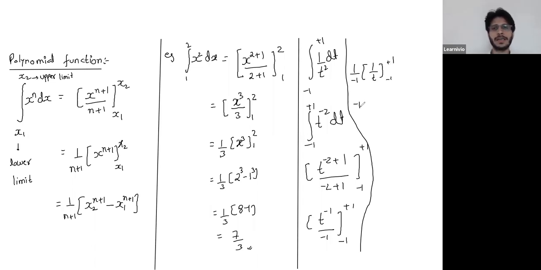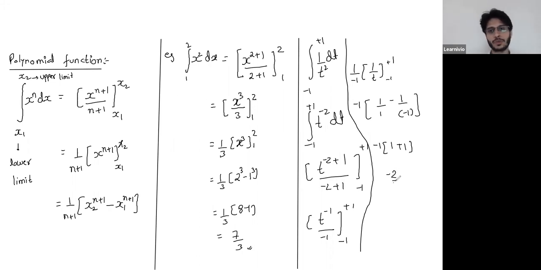So that's 1 by -1 is just -1. It's 1 by 1 minus 1 by -1, right? Instead of t, substitute the upper limit, that's 1. Then the lower limit, which is -1. So it's minus of, it's 1, minus minus is plus, it's plus 1.